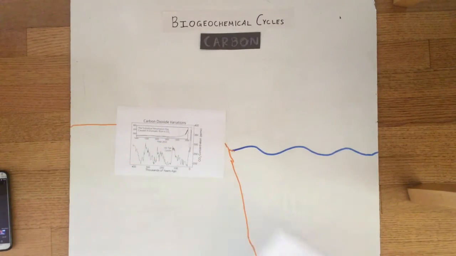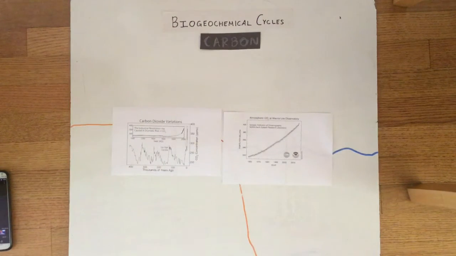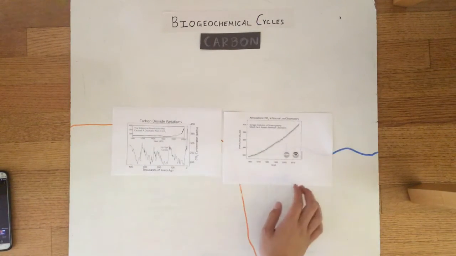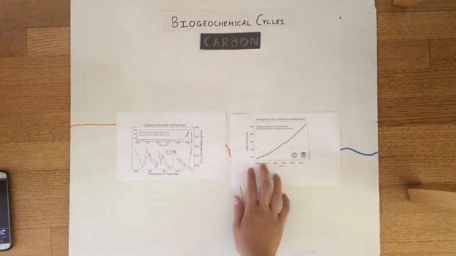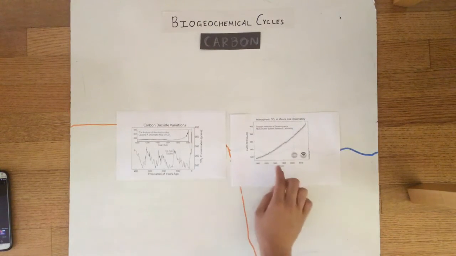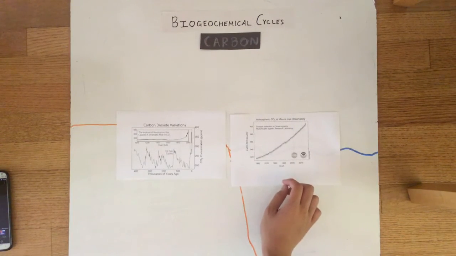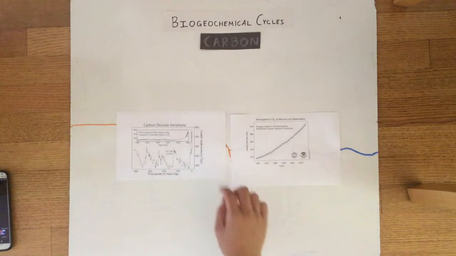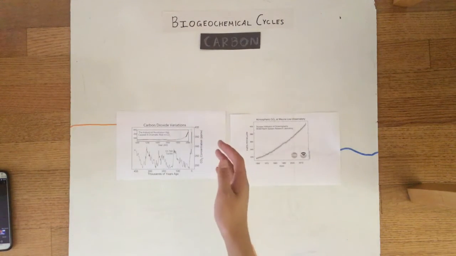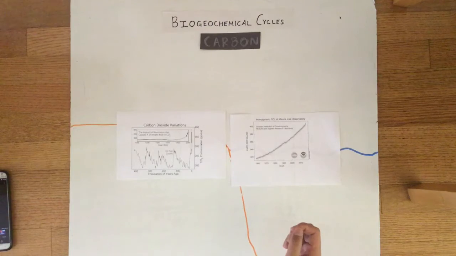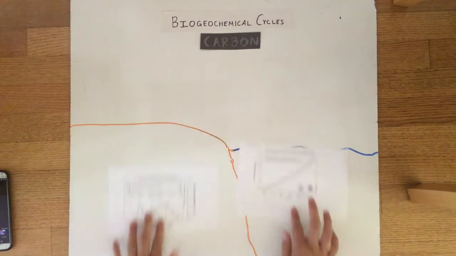These 2 images right here show a graph of the concentration of carbon dioxide in the atmosphere over time. This one shows over 400,000 years, and this one shows the concentration since 1960. Why the huge spike recently, and what are the effects of this? We'll explore those questions with the carbon cycle.